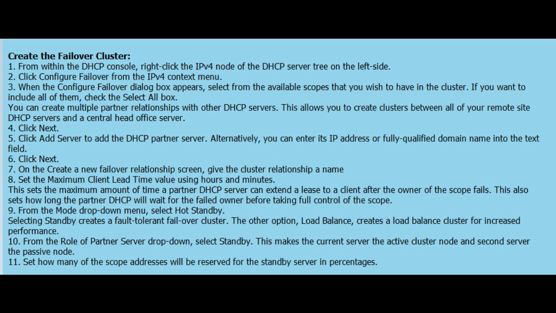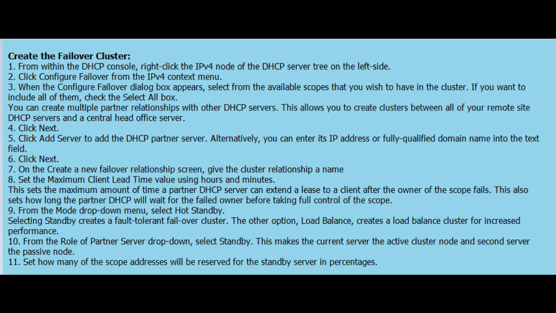You can create multiple partner relationships with other DHCP servers. This allows you to create clusters between all of your remote site DHCP servers and a central head office server. 4. Click Next. 5. Click Add Server to add the DHCP partner server. Alternatively, you can enter its IP address or fully qualified domain name into the text field. 6. Click Next. 7. On the Create a New Failover Relationship screen, give the cluster relationship a name.